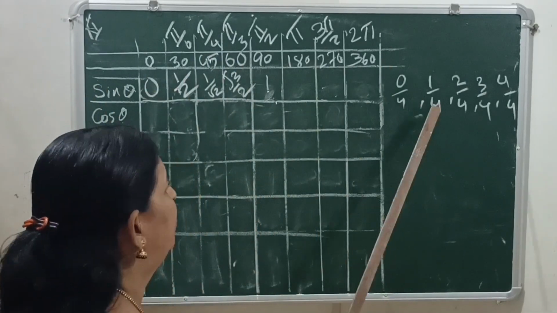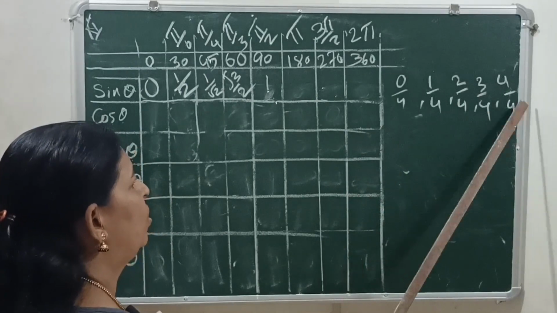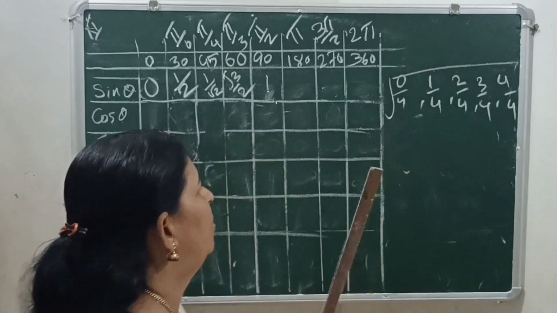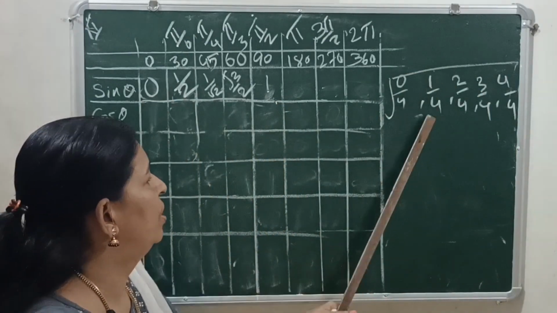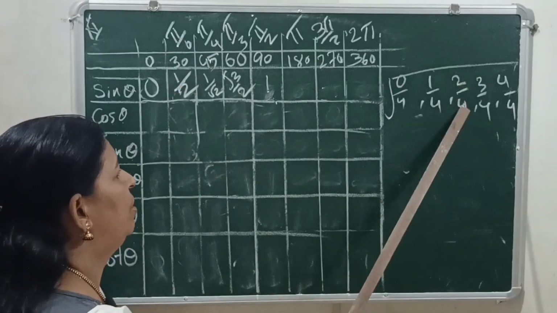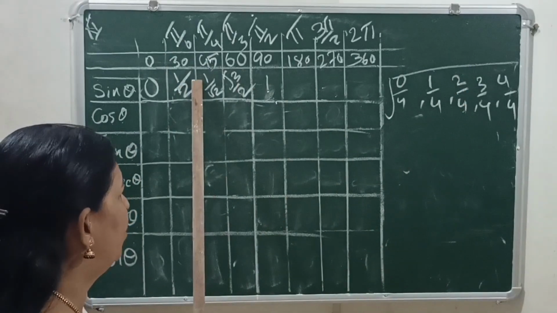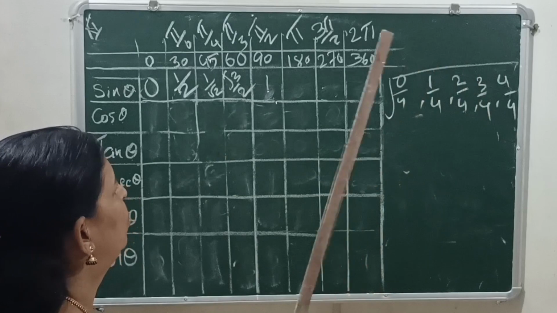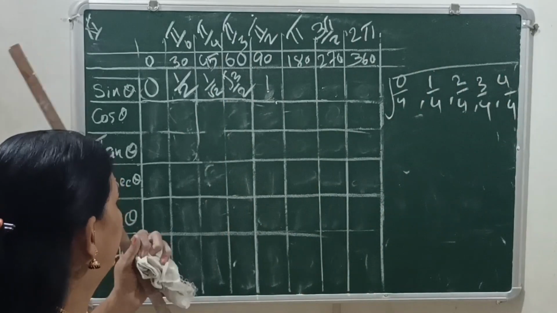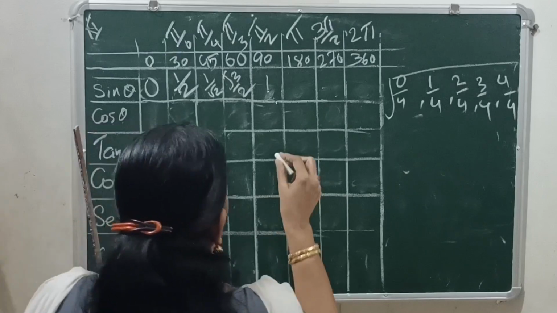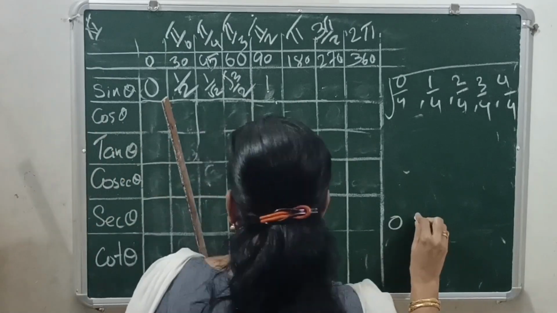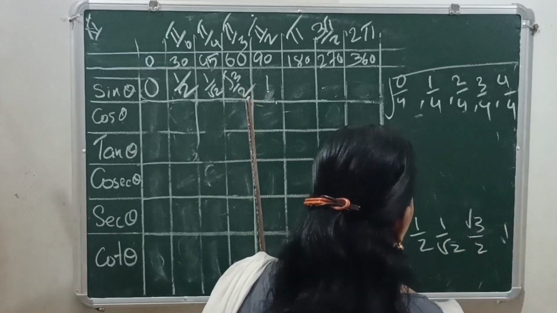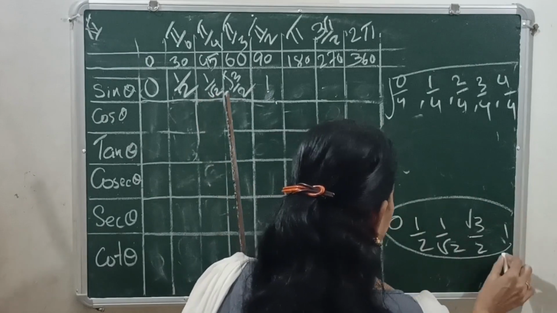For studying this, we remember these values and take the square root of each. 0 by 4 gives square root 0, 1 by 4 gives 1 by 2, 2 by 4 means 1 by 2 and its square root is 1 by root 2, 3 by 4 gives root 3 by 2, and 4 by 4 means 1. So we get 0, 1 by 2, 1 by root 2, root 3 by 2 and 1.